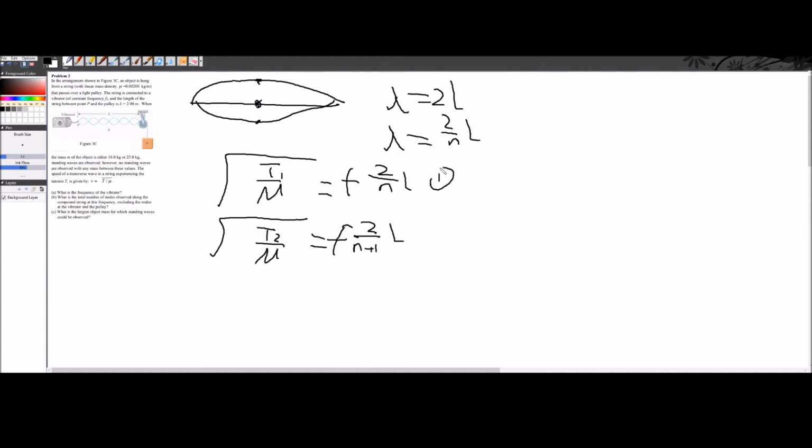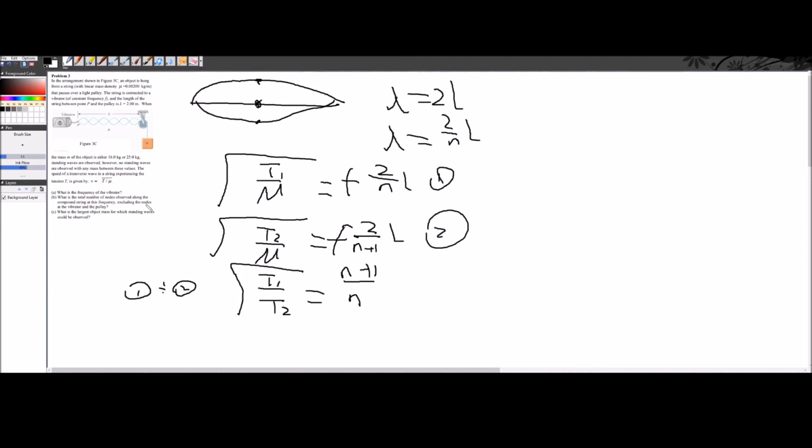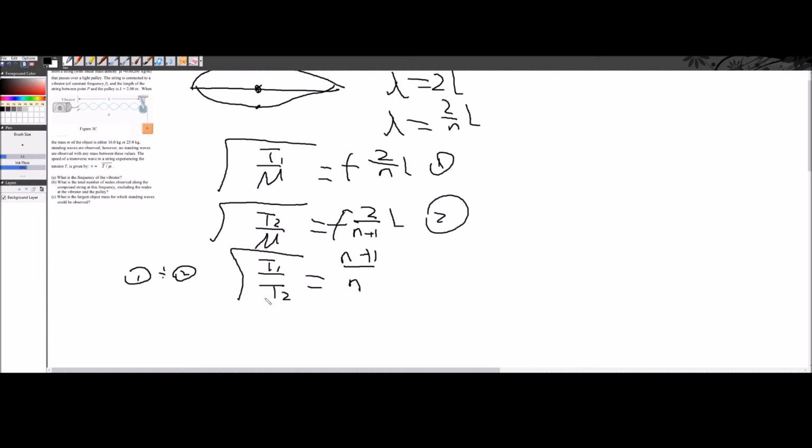Now we have equation 1 and equation 2. We can cancel a lot of the variables by simply dividing equation 1 by equation 2. We can cancel out everything else, so we get the square root of T1 over T2 equals n plus 1 over n. T1 over T2 is basically the ratio of tensions, and the tension is just mass times the acceleration of gravity. You can cancel the gravity, so it equals mass 1 over mass 2.